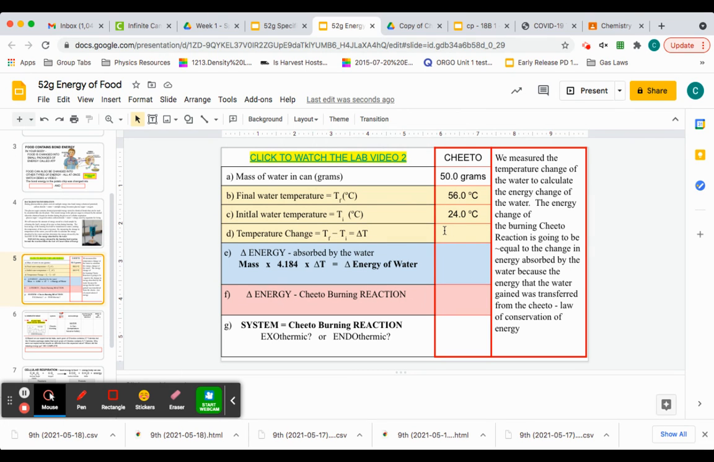So D, you're finding the temperature change, which is the final temperature minus the initial temperature. So that's going to be B minus C here. So this one minus this one.